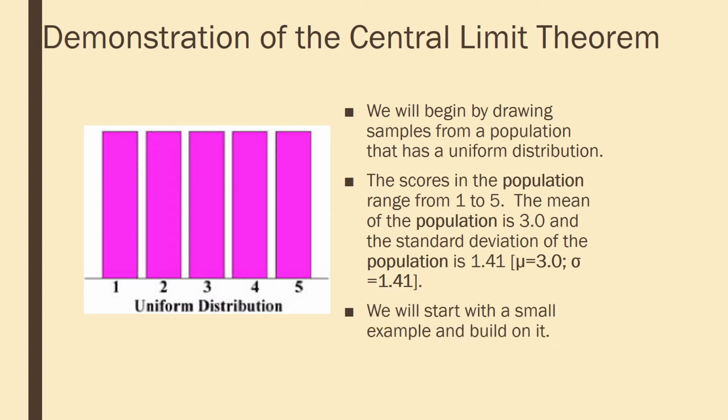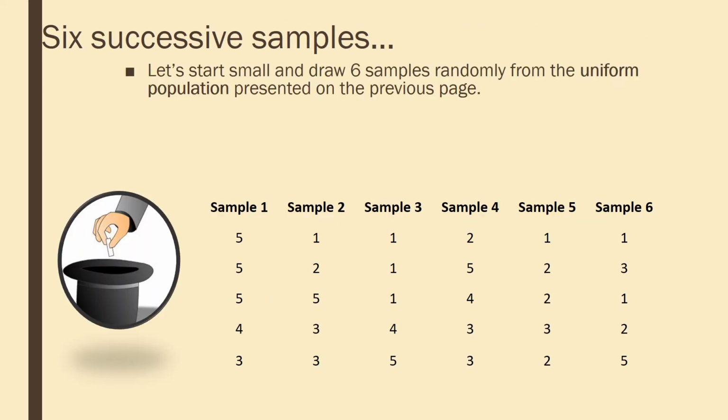We're going to start with a small example of the central limit theorem and then build on it. It's going to start with a small simulation, then build on it so we really understand the central limit theorem. So we're going to start small and draw 6 samples randomly from the uniform population that was presented on the previous slide. Remember, in this uniform population, we have a lot of scores, maybe 1,000,000 or so, and we're going to randomly select 6 samples.